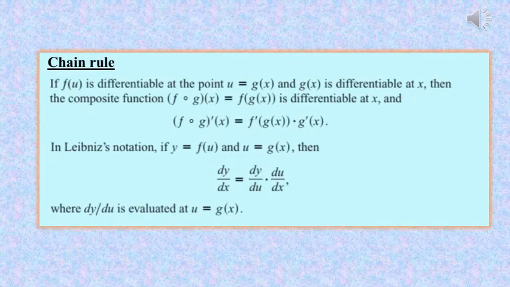The chain rule is used to find the derivative of composite functions. Here we have the definition of the chain rule. If f of u is differentiable at the point u equals g of x, and g of x is a differentiable function at x, then the composite function f of g of x is differentiable at x, and (f of g)' of x equals f dash of g of x into g dash of x. We have already discussed composite functions.